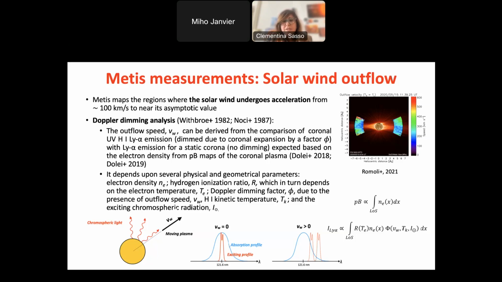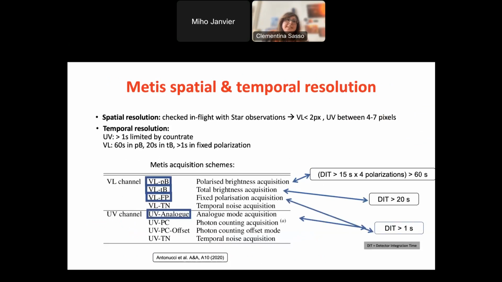And the results are already there. There are different papers about it, and one paper is under revision, so it will come out hopefully soon. Then Metis achieves really high spatial and temporal resolution that was never obtained by other coronagraphs. So this also allows us to have observations that we could never have before.